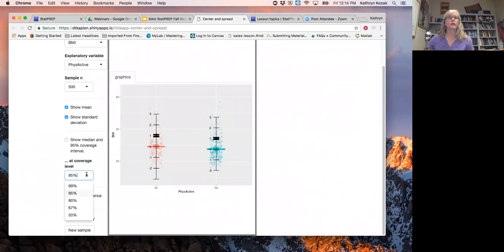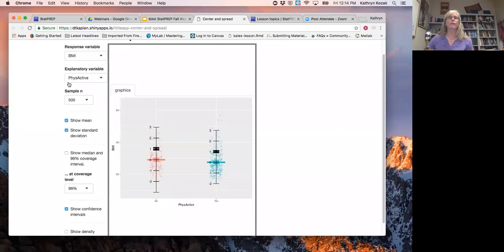If you want to, by the way, you could also change your confidence level. We can go to a 99% confidence level and see what that changes. So you can do that also and show the median and that confidence. It's called a coverage interval, so you can do that if you want to.